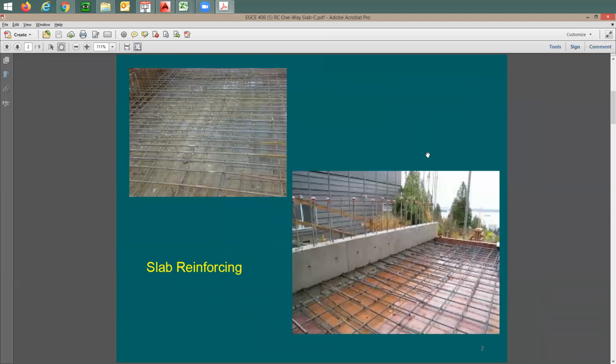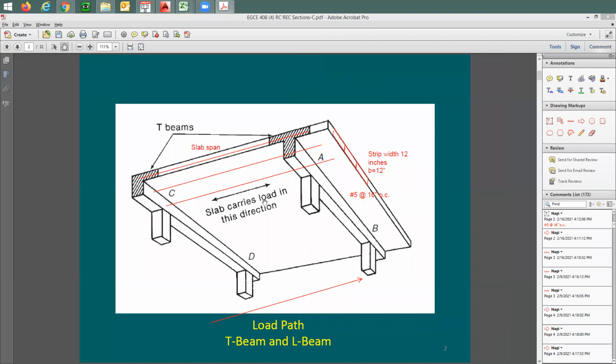Here is a one-way slab and also a two-way slab. You'll notice that the reinforcing is going to be like two meshes, top and bottom, in both directions, right? You have the reinforcing in both directions. But in my discussion here, I put the reinforcing in only one direction. Someone's going to say, how about the reinforcing in the other direction?